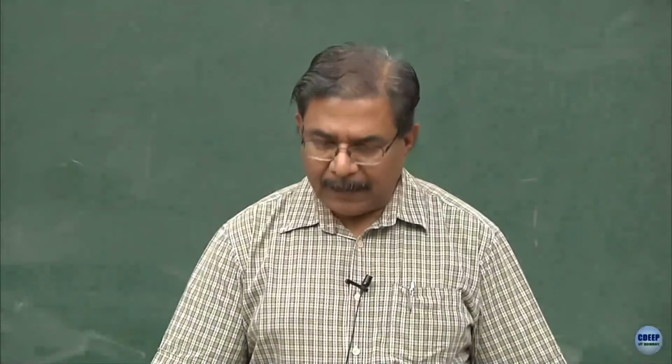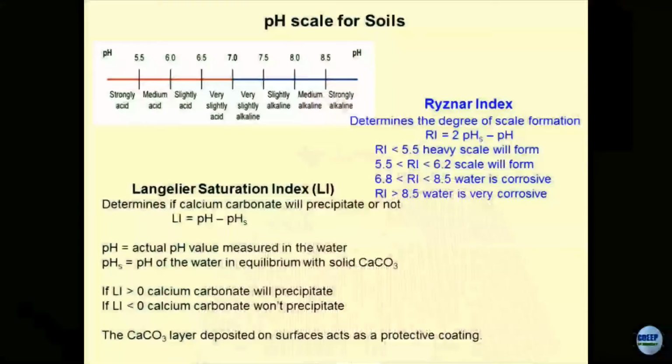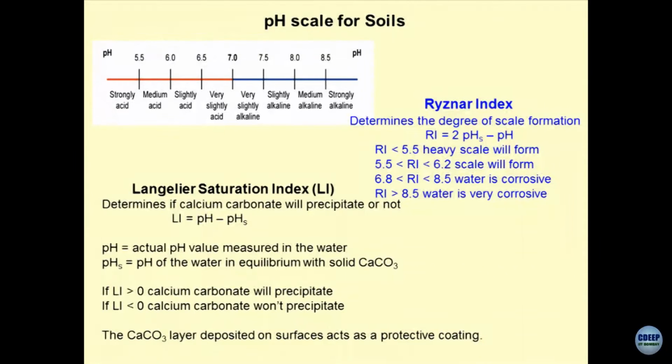So, the LI or the Langelier index, this is defined as pH of the water minus pHs, where pHs is the pH of the water in equilibrium with solid calcium carbonate. Now, this shows how much unsaturated the water is in terms of calcium ions. I hope you can understand, if LI is greater than 0, that means the pH of the water is more than the pH of the water when it is in equilibrium with calcium carbonate.